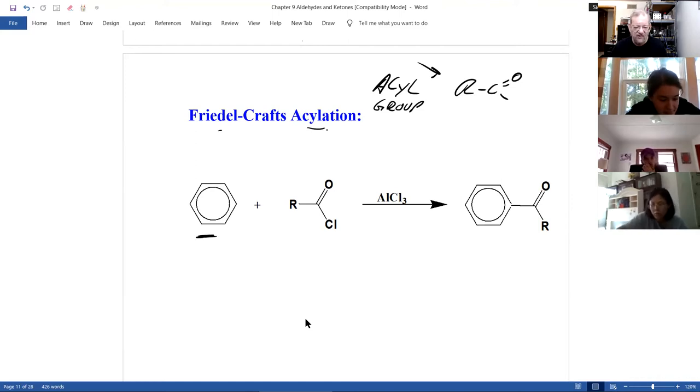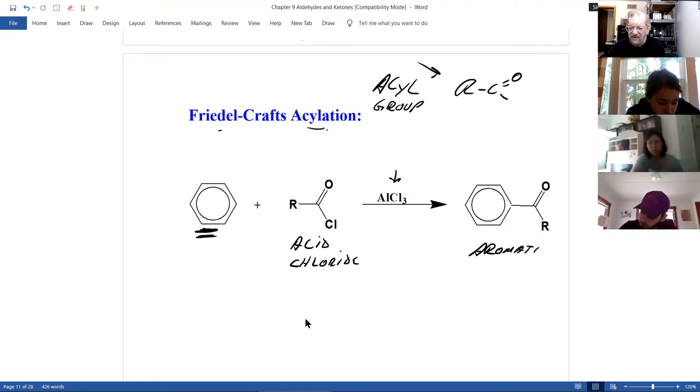If you take benzene, and this is called an acid chloride, and unfortunately, it's the only time I'll have a chance to really talk about chemistry of acid chlorides. They're quite exciting. I've worked with them in grad school, but other things I'd rather spend time on with you. But this is an important reaction. You take a benzene ring with an acid chloride with aluminum trichloride catalyst, you'll make an aromatic ketone, where in a ketone, one of the R groups is a benzene ring.